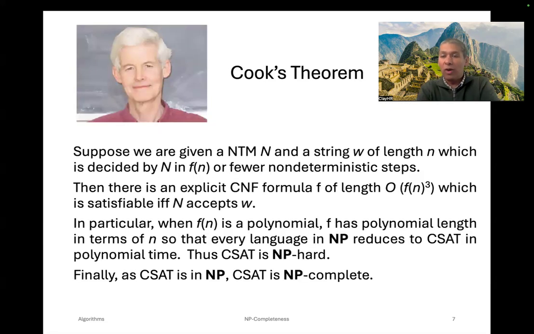And what is the relevance of the satisfiability problem in this case? It is that the satisfiability problem, by virtue of Cook's theorem, is actually the original NP-complete problem. And what does Cook's theorem say? Cook's theorem says, in a nutshell, that any problem in NP can be reduced to the satisfiability problem. That means that if you can solve the satisfiability problem, you can solve any problem in NP.